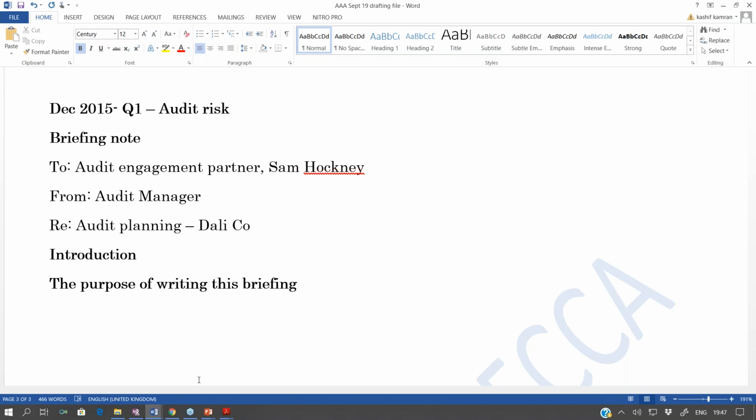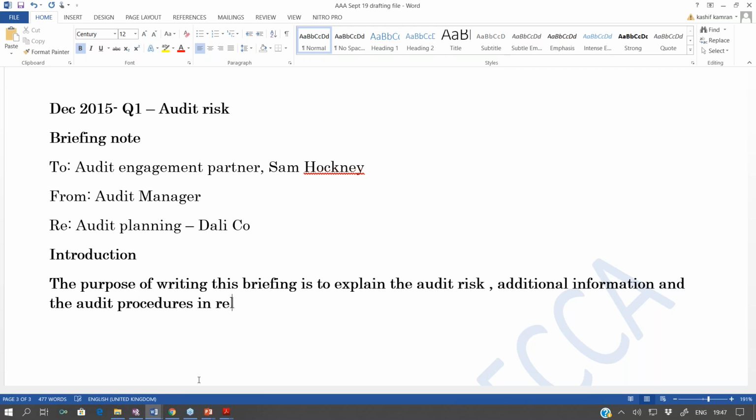The purpose of writing this briefing note is to explain the audit risk, the additional information and the audit procedures in relation to the audit of Dali company, full stop. Is this what the examiner was saying?